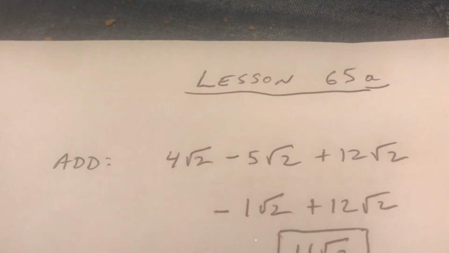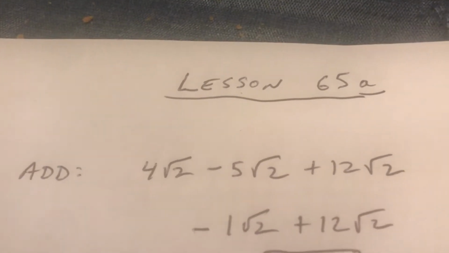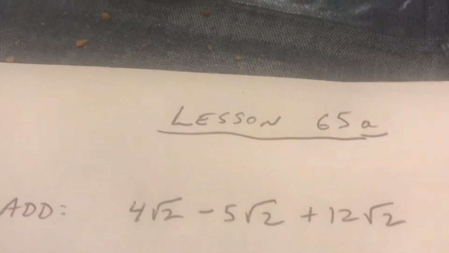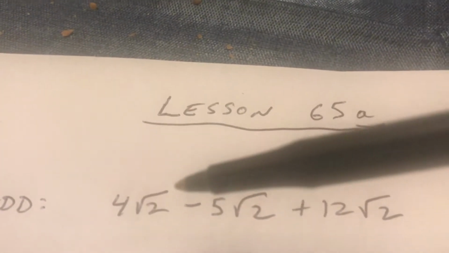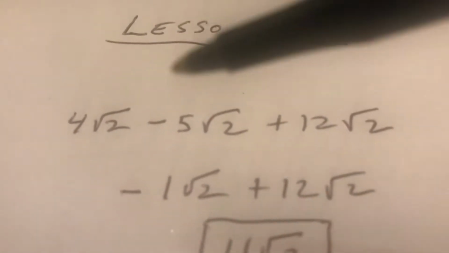So lesson 65A, I'm going to break it into two parts, adding with radicals. This is exactly like adding like terms, but instead of x and x, we have square root of 2. So you can only add radicals that have the same radicand here, square root of 2. So it's actually quite easy.